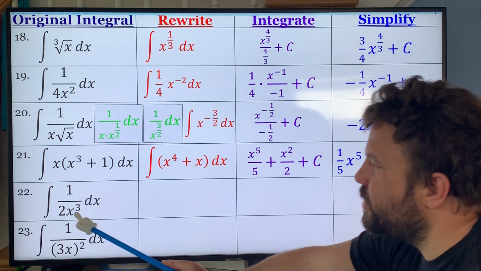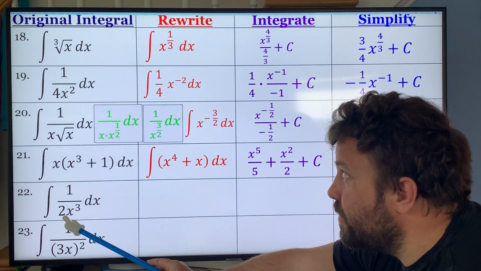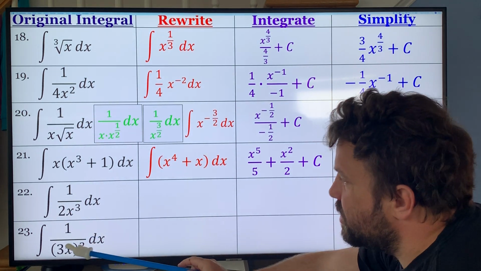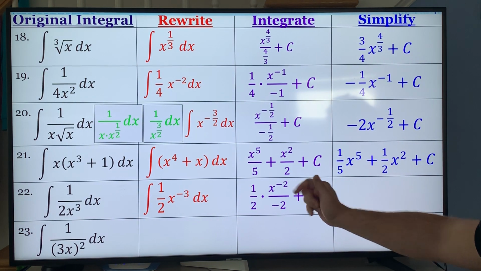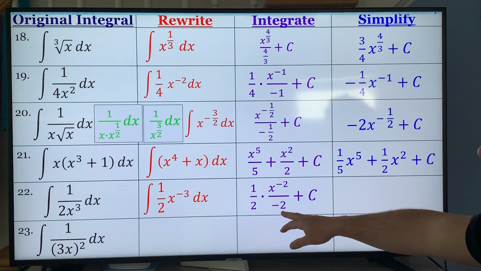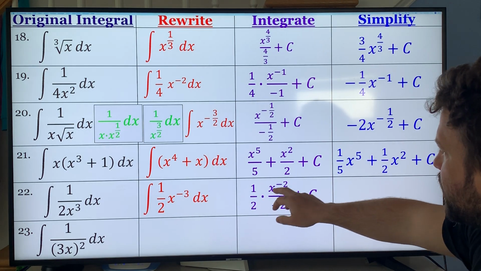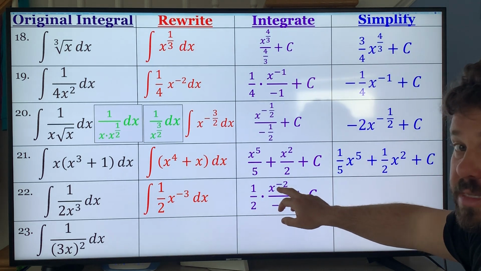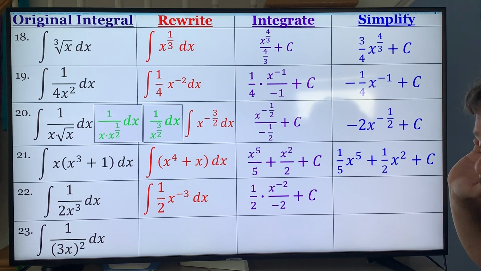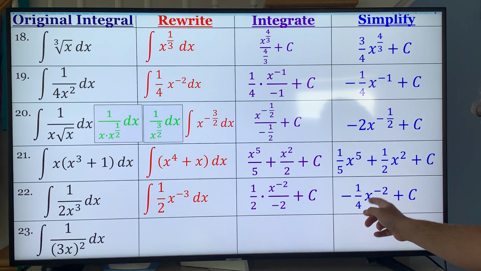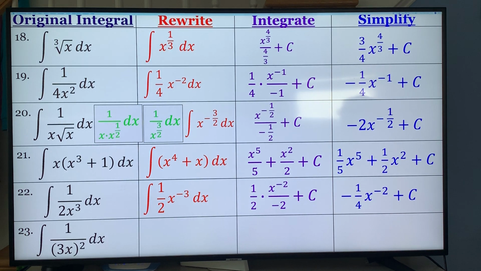Right here, the 2 stays in the denominator. Don't move the 2. Don't move the 4. That's what a lot of people like to do. 1/2 x to the negative 3. Negative 3 plus 1 is negative 2. So 1/2 x to the negative 2 over negative 2. Now when you multiply across, 1 times this just remains the same. 2 times negative 2 is negative 4. So it's negative 1/4 x to the negative 2 plus c. All right, you got to remember your fraction rules.